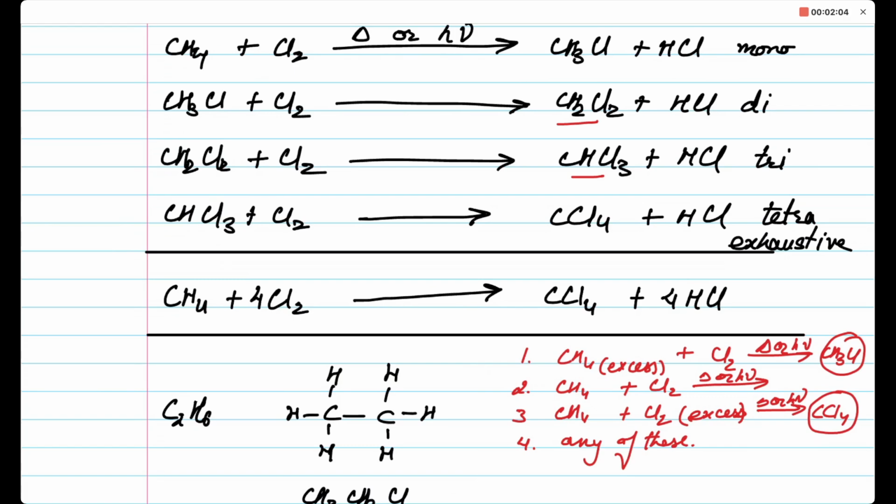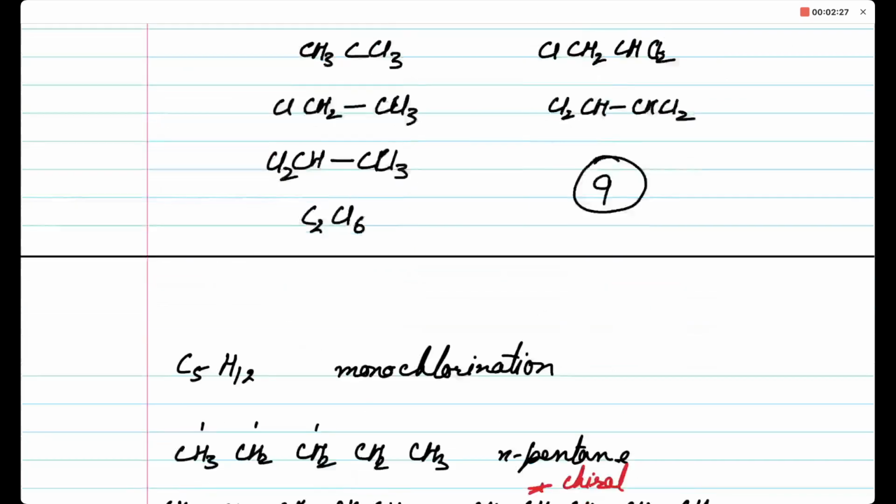If we keep them equal, then we are going to end up with a mixture of all the four. If we have one thing in a little excess, then again we are going to get a mixture only. So this reaction can be used to obtain excess of CH3Cl, or it can be used to obtain excess of CCl4, but it cannot be used to obtain CH2Cl2 or CHCl3. So that was a slight reaction.